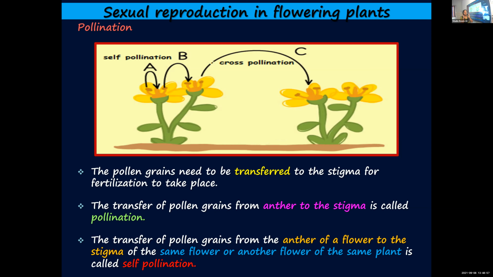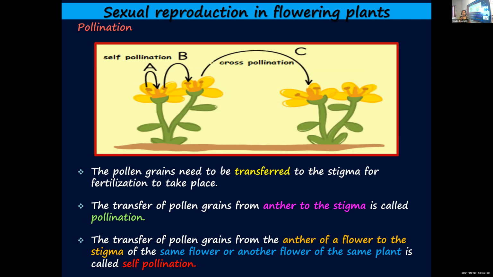That is transfer of pollen grains from, you know where pollen grains are present? From the anther. Transfer of pollen grains from the anther of a flower. To where should it be transferred? To the stigma. And the stigma belongs to which flower? That makes all the difference.